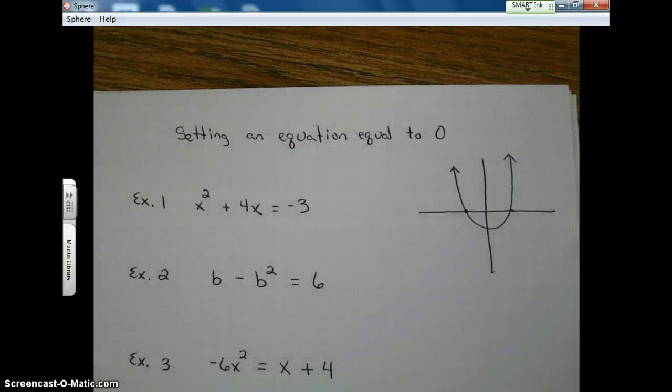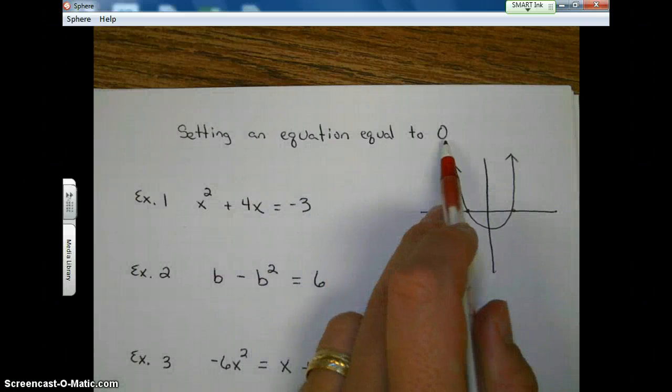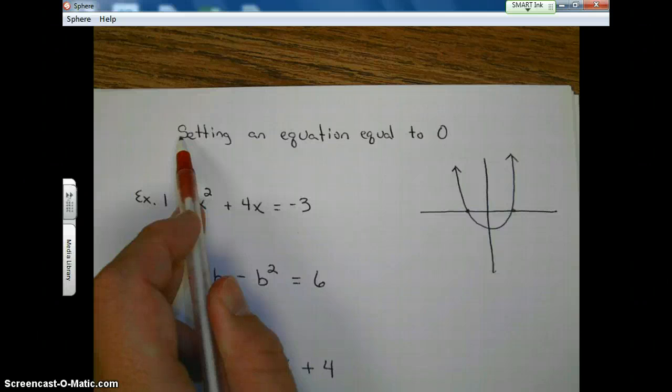Hi everybody. Today we're going to learn how to set an equation equal to 0. Why do we want to do that, first of all?